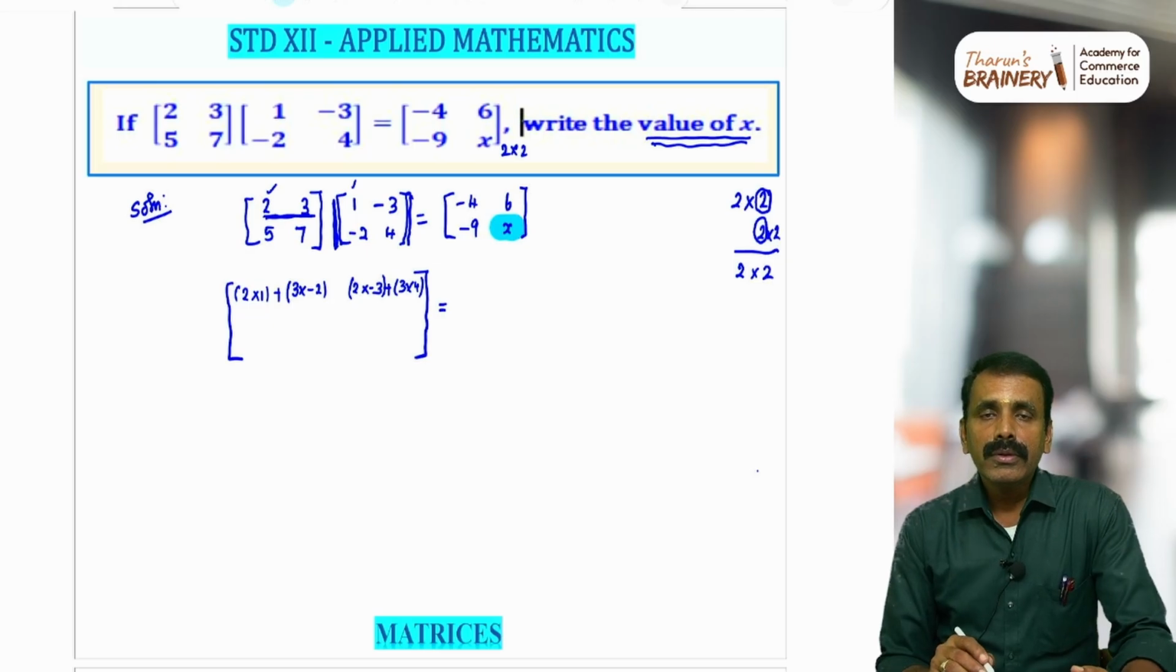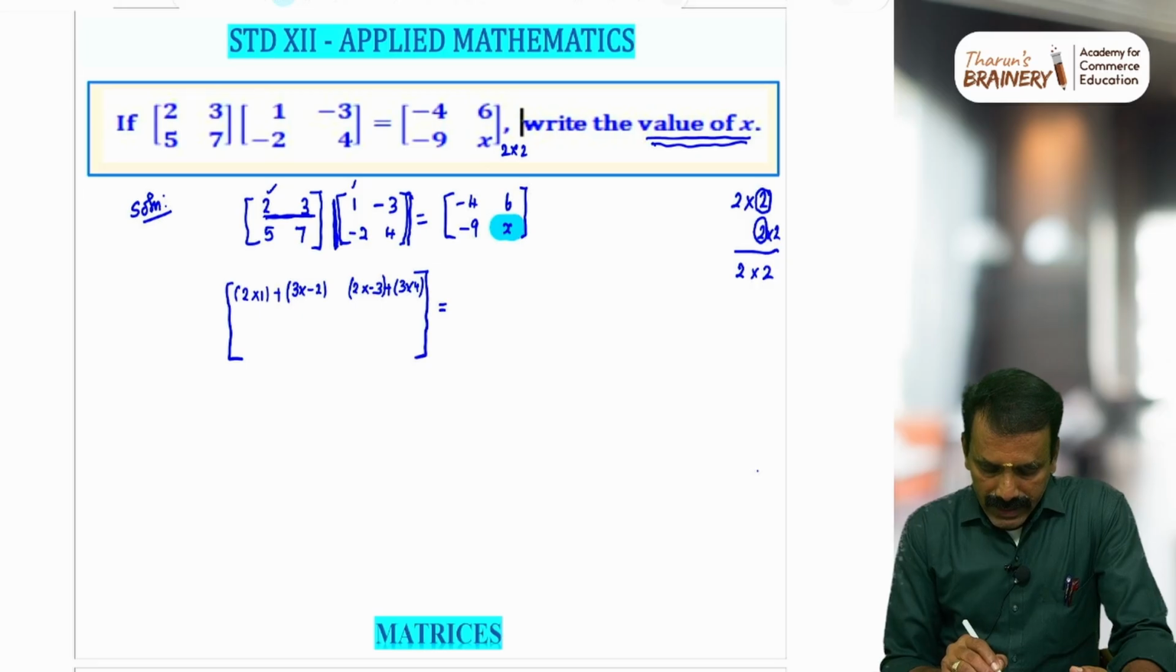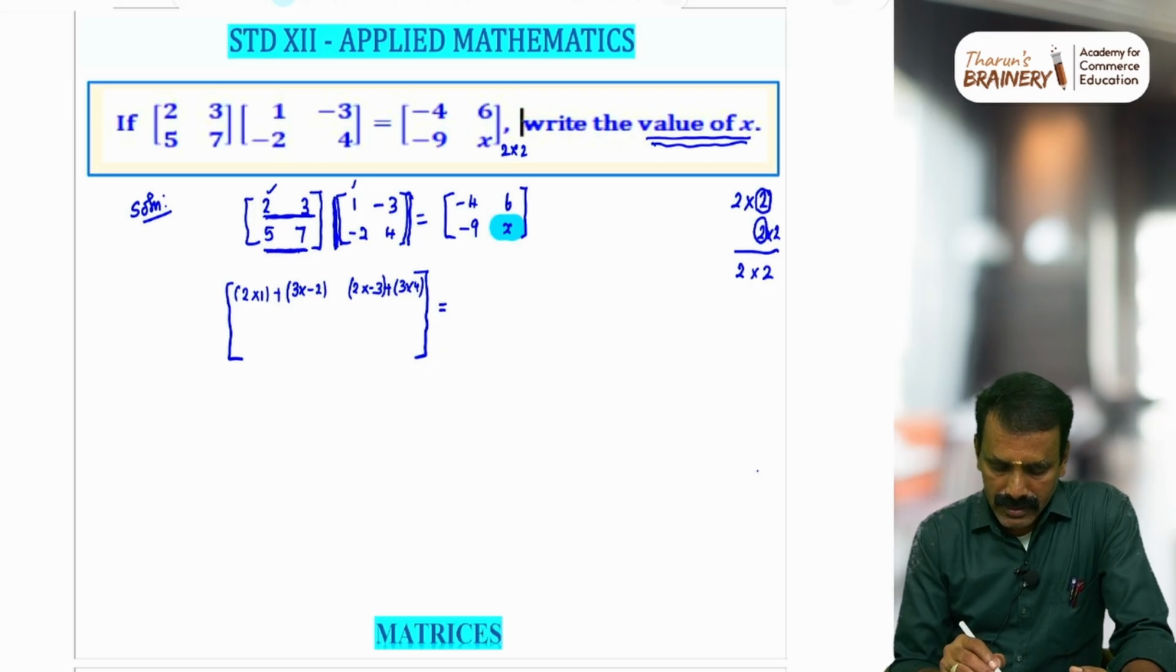Next we are going to find the value for the second row first column element. How to find it? For the second row first column element we have to multiply the second row of the first matrix with the first column of the second matrix. So what will you get in that case? 5 into 1, first element multiplied with the first element, plus the second element multiplied with the second element. So 7 is multiplied with minus 2.